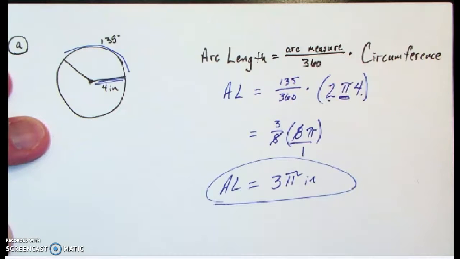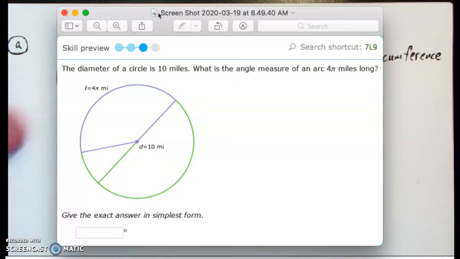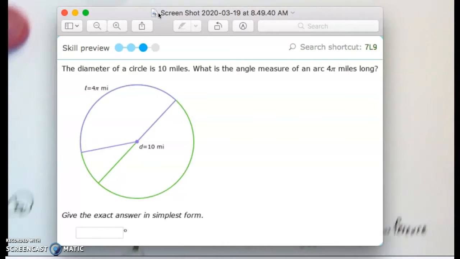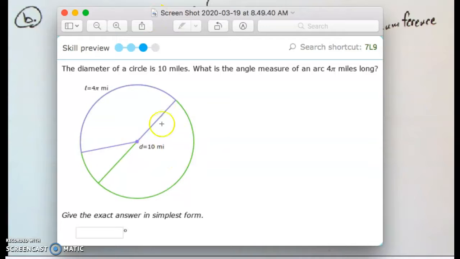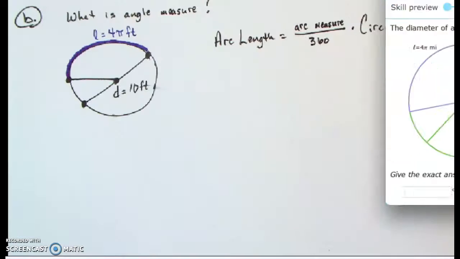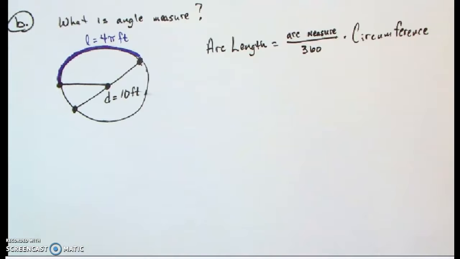In another example, now we are looking for the angle. We are given that the diameter is 10 miles, and then we are given the arc length of 4 pi miles, and we're looking for the angle measure. So what is the angle measure with this given information?